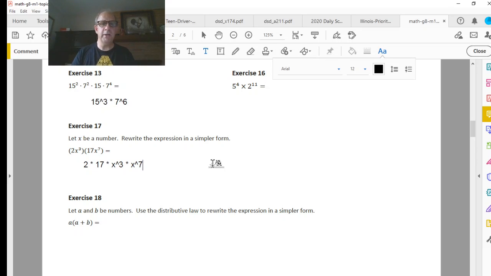So now I can multiply those together. 2 times 17 is 34, and then x to the power of 3 times x to the power of 7 is x to the power of 10. So this is 34 times x to the power of 10, or if we're going to be mathematicians and be lazy, 34x to the power of 10.